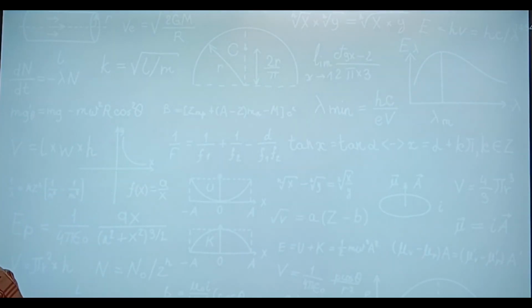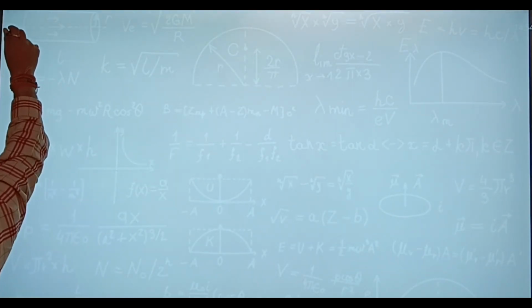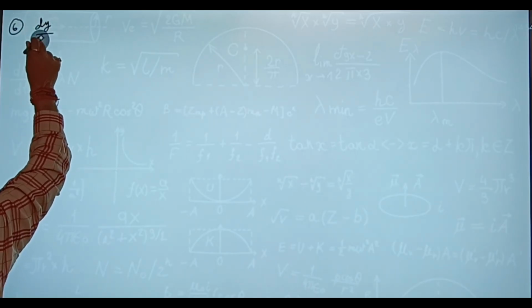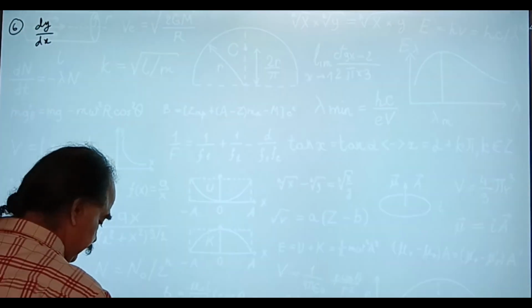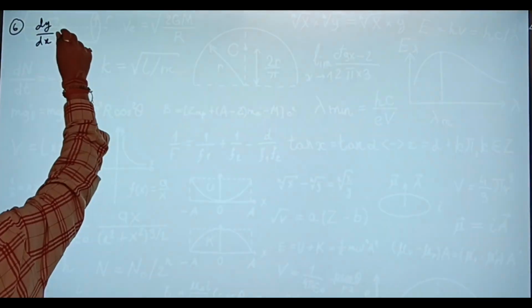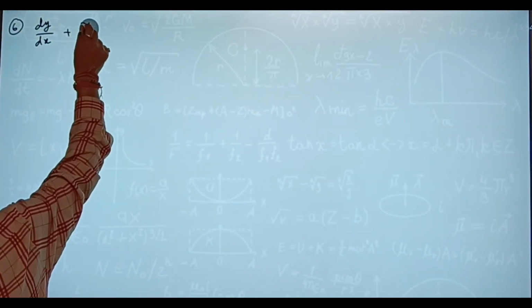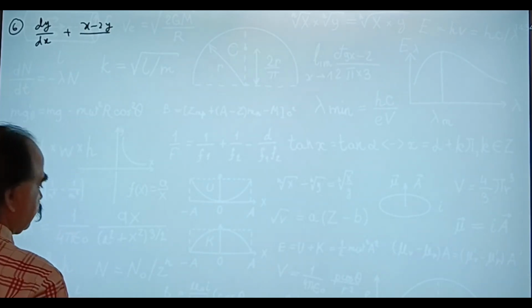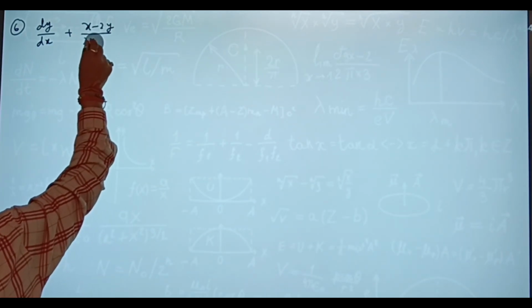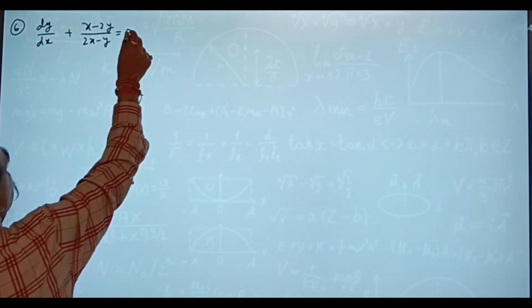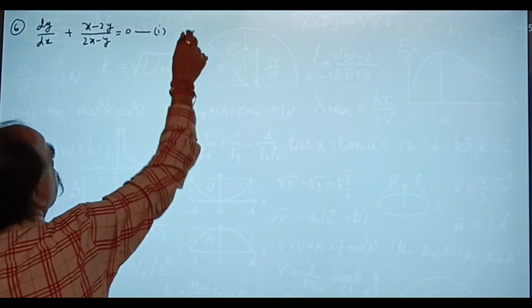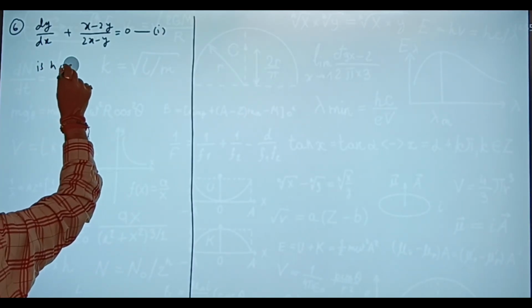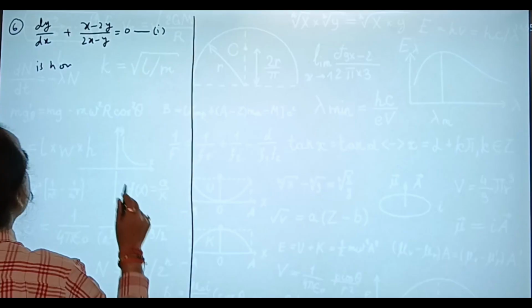Sixth is dy by dx plus x minus 2y upon 2x minus y is equal to 0. Is a homogeneous differential equation.